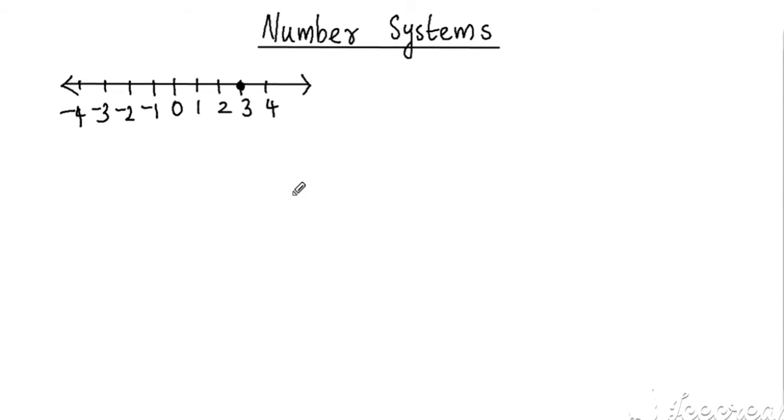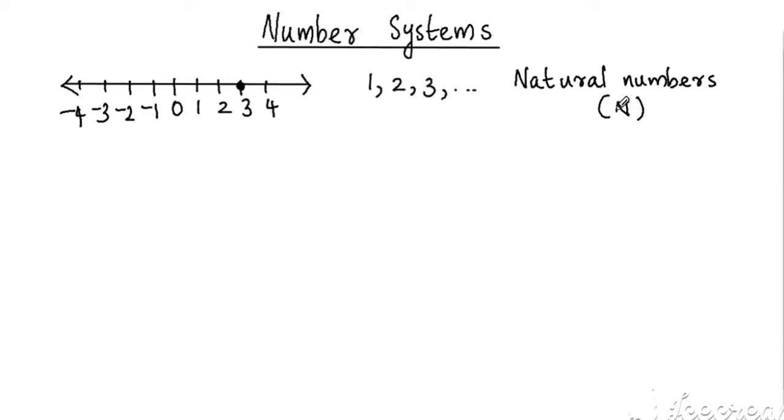Now we can look at the number systems. Number system means the collection of numbers. Consider the numbers 1, 2, 3, etc. This collection of numbers is called the natural numbers. So the numbers 1, 2, 3 are called natural numbers and it is represented by the symbol capital letter N. This N stands for natural.